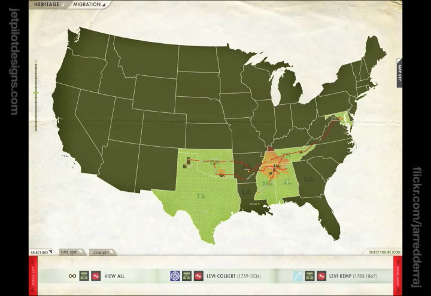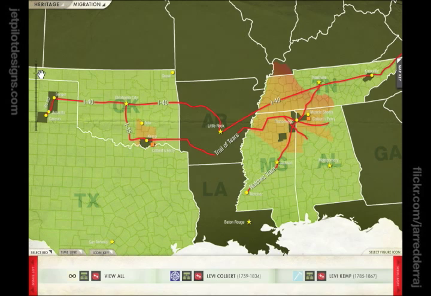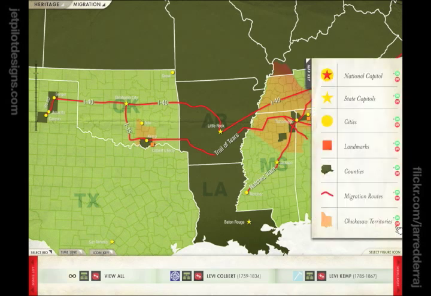So if you wanted to zoom in on this map, you would just zoom up on it and you would see that things are pretty detailed here. There is a pull-out map key that you could look at here that defines national capitals, state capitals, cities, landmarks, counties, migration routes, and territories. And you could turn any of these things on or off depending on how detailed you wanted the map or how isolated you wanted the map.